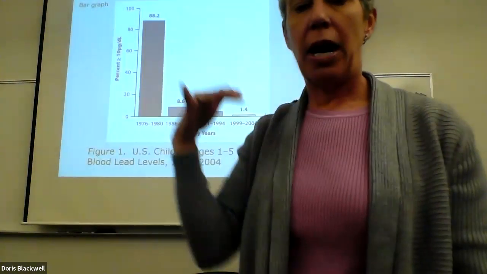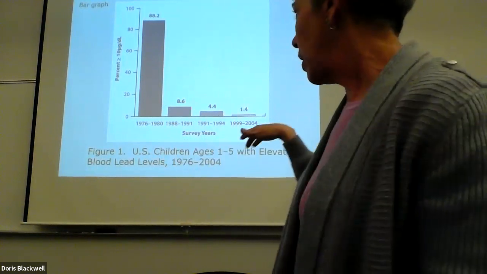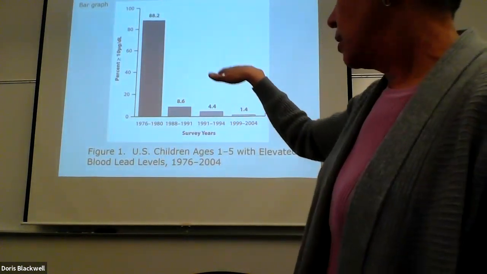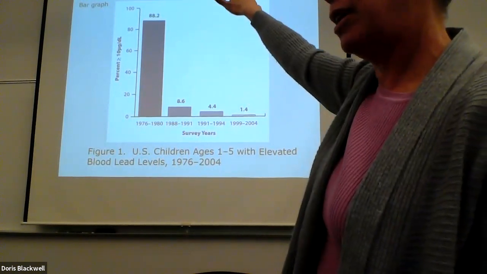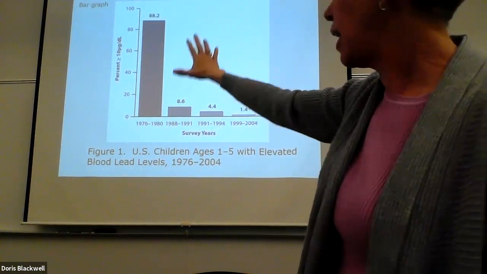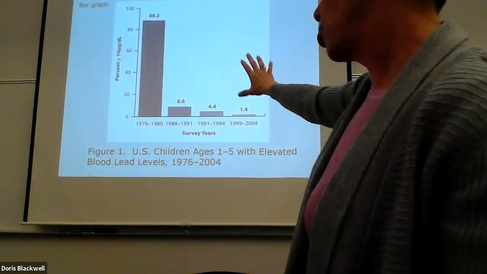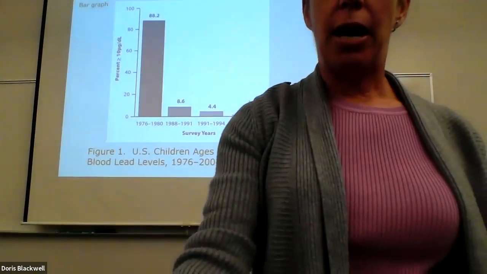So we can use a map again to emphasize that this is really where the highest burden of HIV is. We can use bar graphs again to show trends over time. So this is looking at elevated blood lead levels of children in the US. Lead was banned from gasoline in 1976, and as we've banned lead from gasoline and paint and things like that, the amount of lead in children's blood has gone down dramatically. So we can show this trend by using a bar graph.